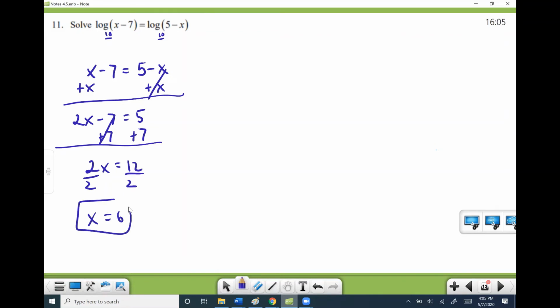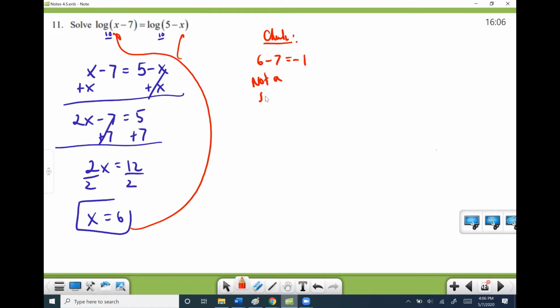Very good. And now let's just do a quick check. And like I said, a lot of you will probably just be doing this in your head. But I'm going to plug 6 back in right here and right here, right? And I can already see a problem. 6 minus 7 equals -1. Not a solution. I'm not allowed to log -1, right? So I'm going to cross them off. So our answer in this case is actually no solution, you guys. Okay? No solution.